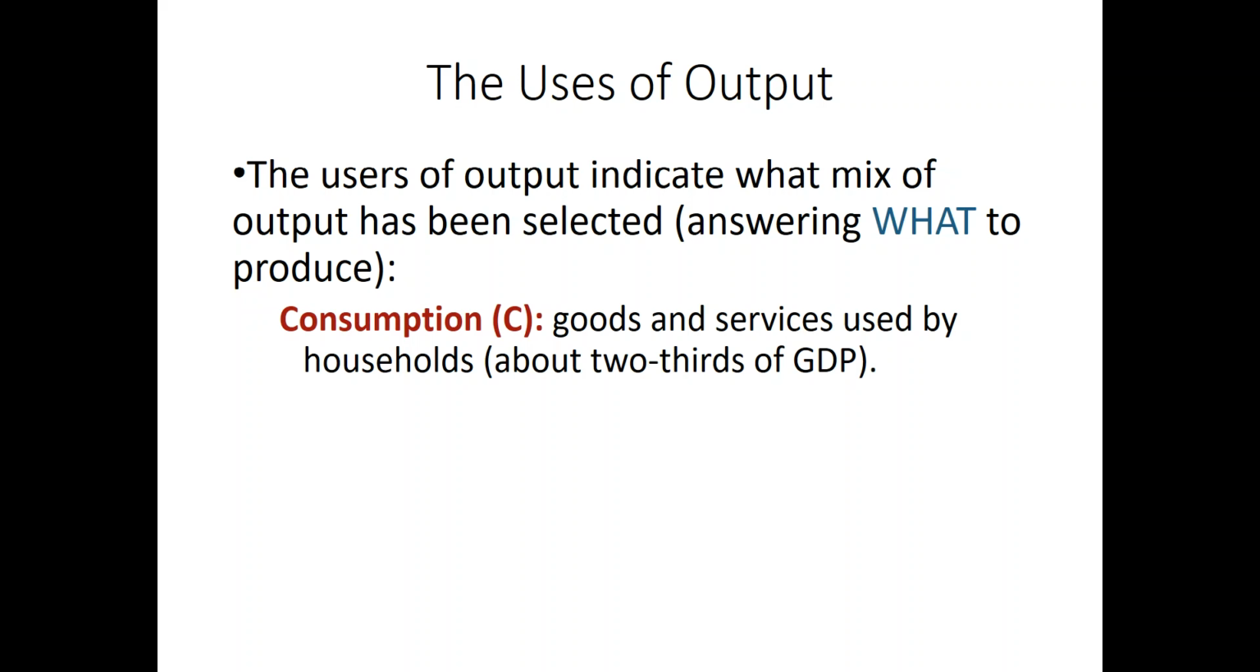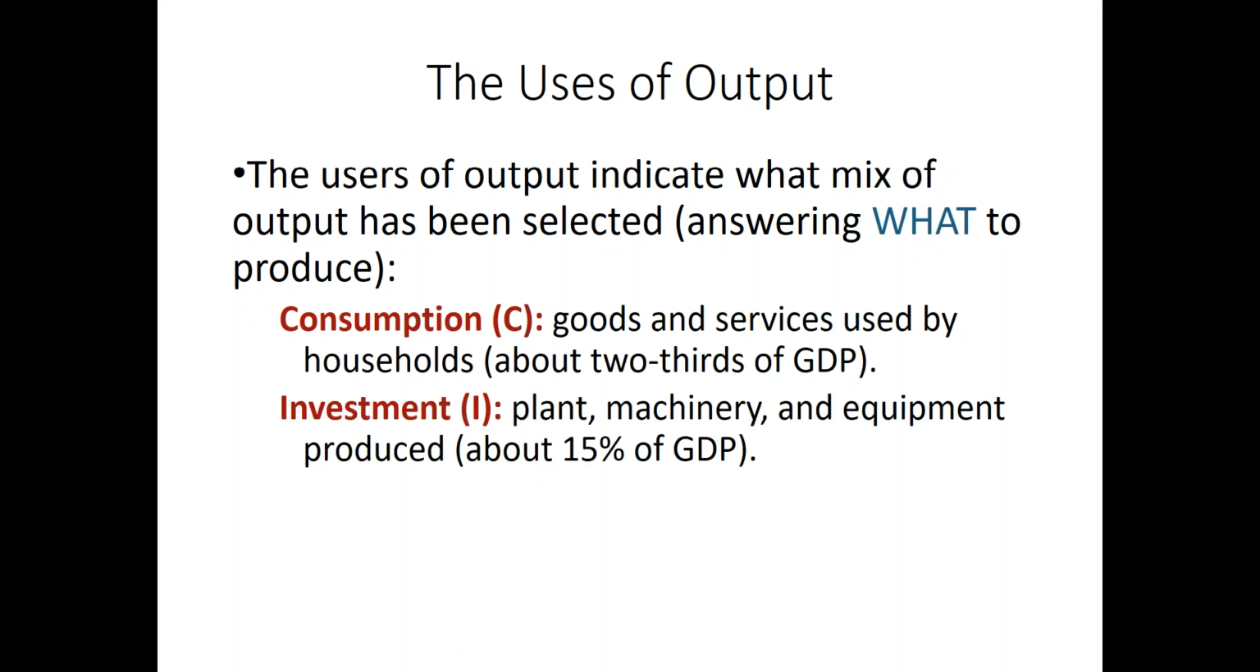It's a pretty big amount. The second component is investment. The investment goods are the plant, machinery, and equipment that we produce. Investment spending claims approximately 1/6 of our total GDP, so it's about 15% of our GDP.